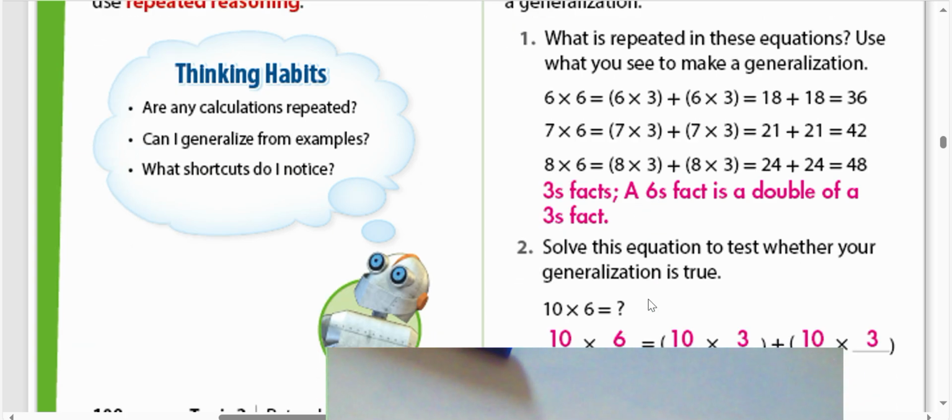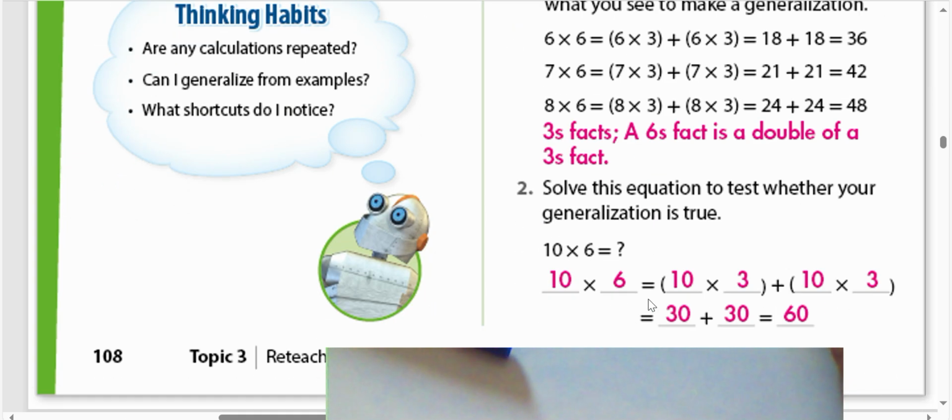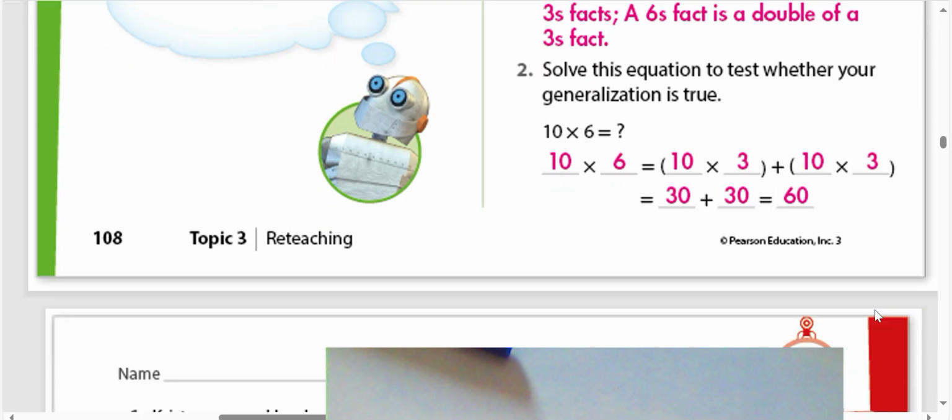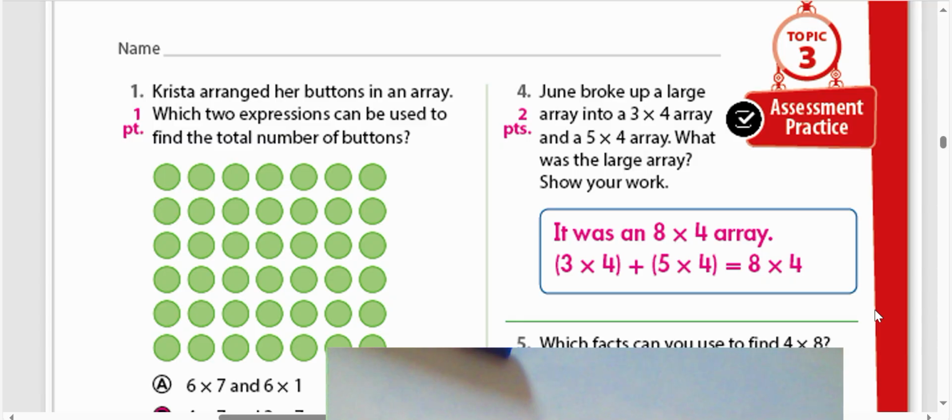Let's solve the equation: 10 times 6. We can use the double fact about 6. 6 equals 3 plus 3. Then we can use here that the 6 fact is a double of the 3 fact. The result will be 30 plus 30, 60.